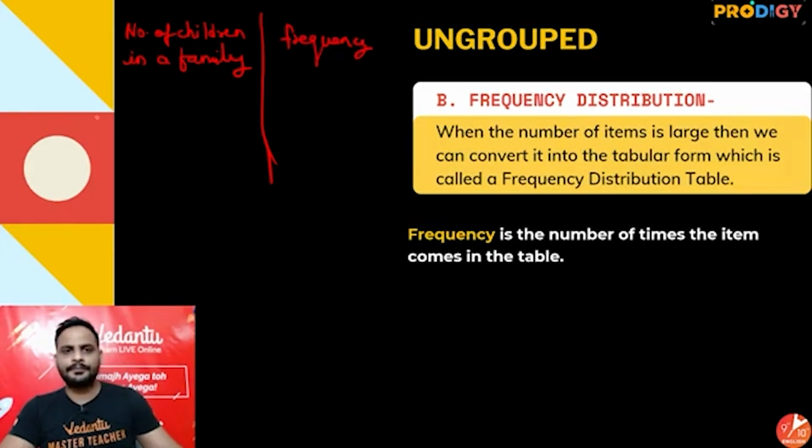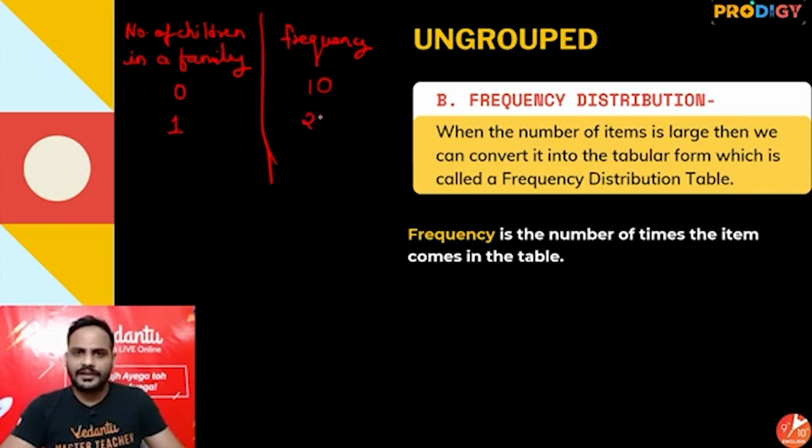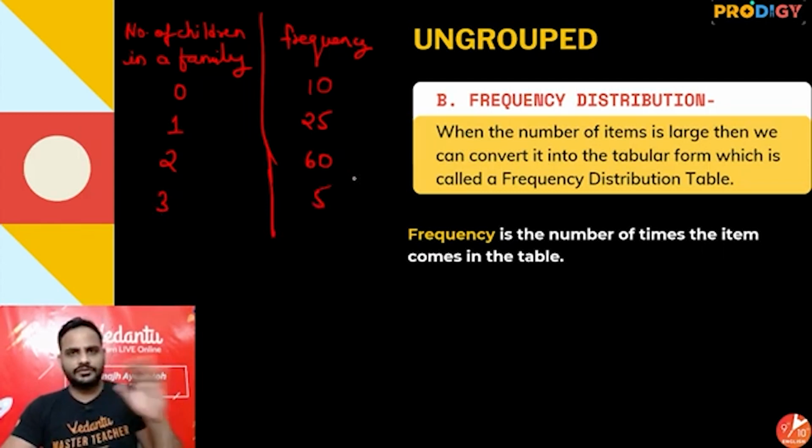But in the tabular form, I'll say, let's see how many families have no child. Let's say 10 families have no child. How many families have one child? Let's say 25 families have one child. Now let's see how many families have two children. Let's say 60 families have two children. And how many families have three children? Let's say 5 families have 3 children. So this is the data.